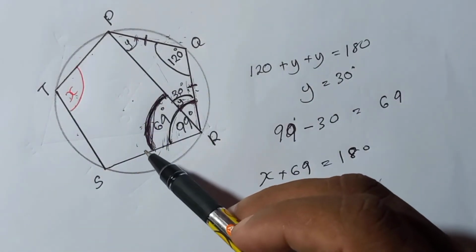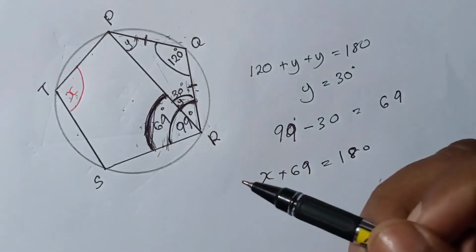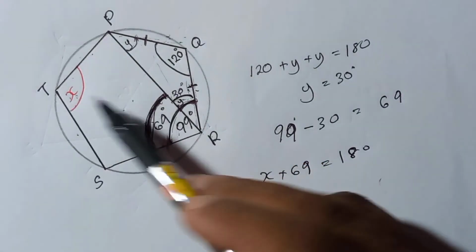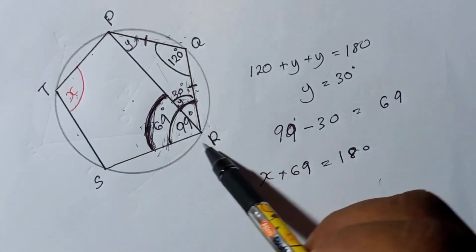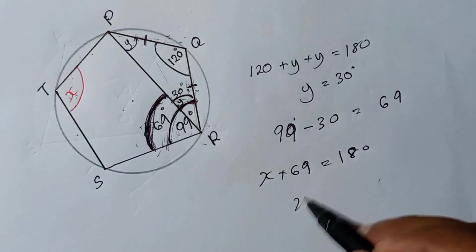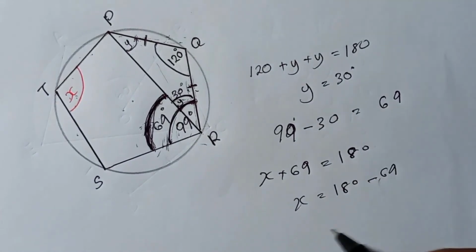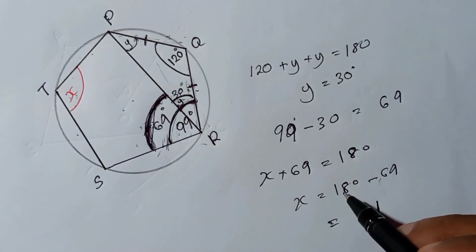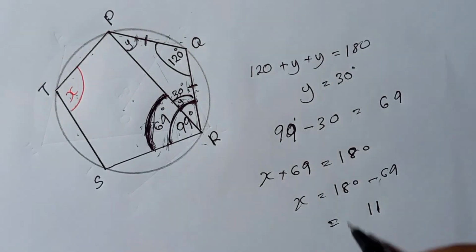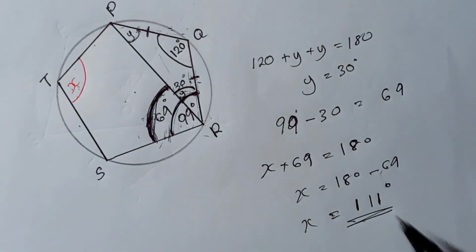The opposite angles of a cyclic quadrilateral add up to 180, right? This is a cyclic quadrilateral, TSRP. Right, now x equals 180 minus 69. So what is the answer here? 1, and here 7 subtract 6 means 1, and this is 1, right? So this x should be 111 degrees.